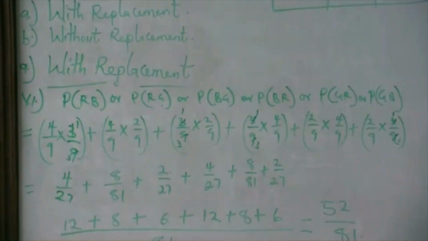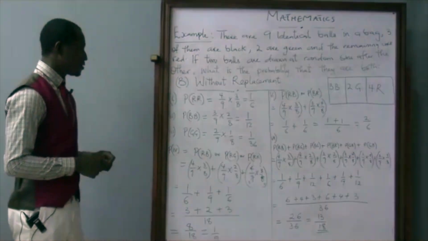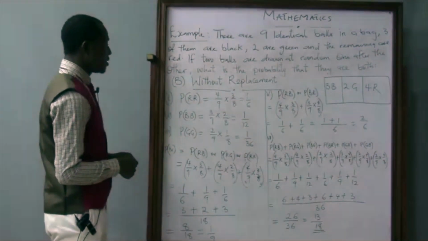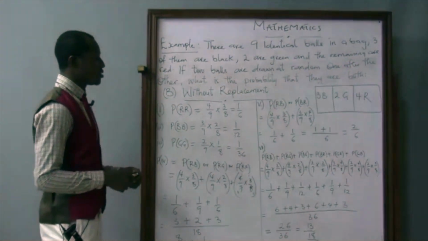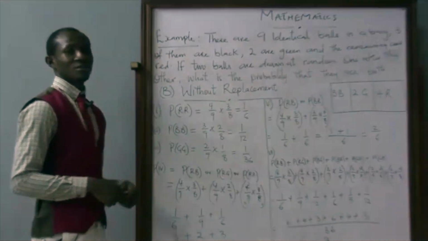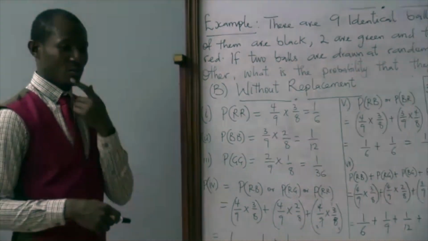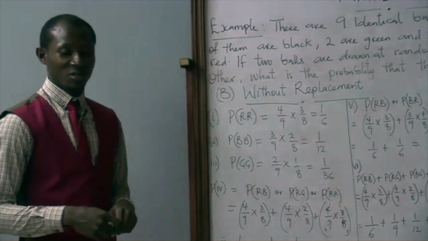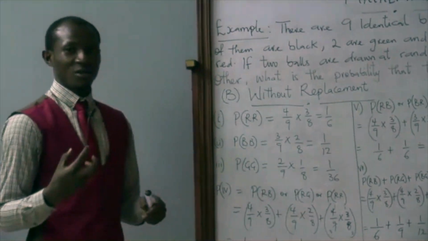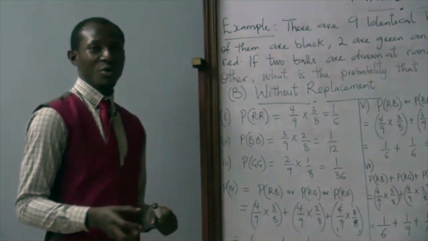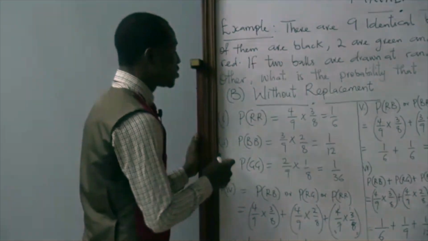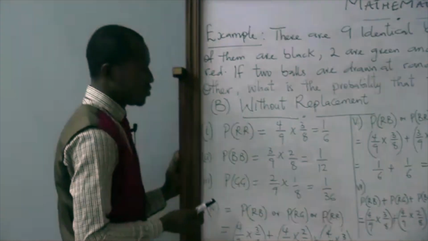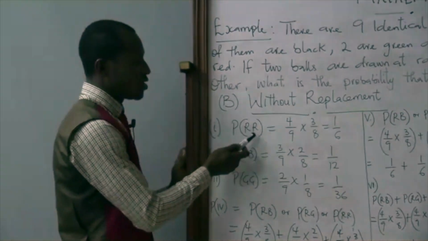That's the probability. The B part of the question says without replacement. So in this case, we have to repeat the whole question, but now considering that it is without replacement. And what does this without replacement mean? It means that after picking the ball, it does not go back to the bag. We are not replacing it. That's what it means. So the first question says, what's the probability of picking 2 red balls? So the first one is red, the second one is red.